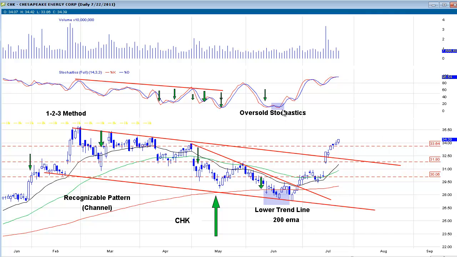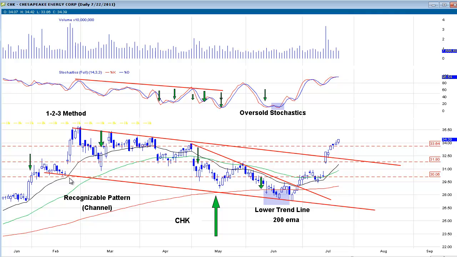I'm always watching the stochastic indicator, and that's probably my #1 indicator. And then 4 of the indicators that go along with that: I'm trying to trade off a lower trend line or a trend line in general. It has to have a recognizable pattern, and we'll go more into that. The 200 period moving average, or an area of support and resistance, also comes into play, and then the reversal candlestick. And in that, there's all kinds of techniques.